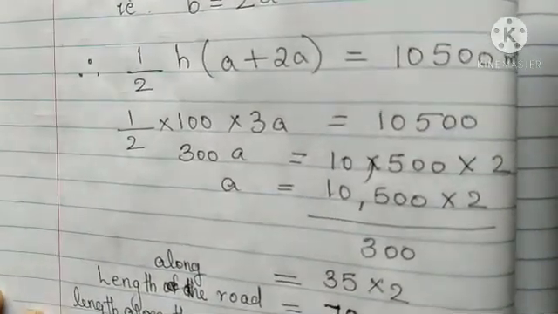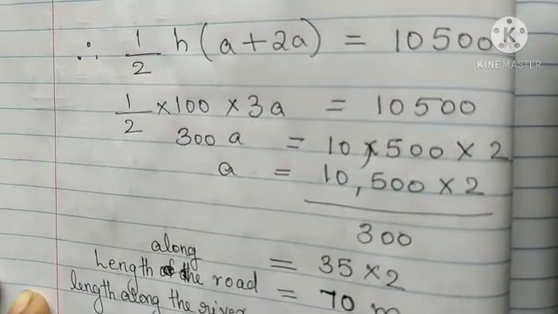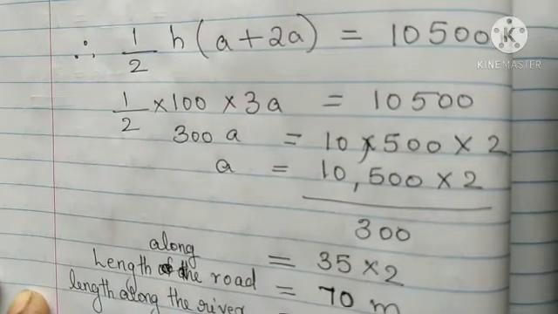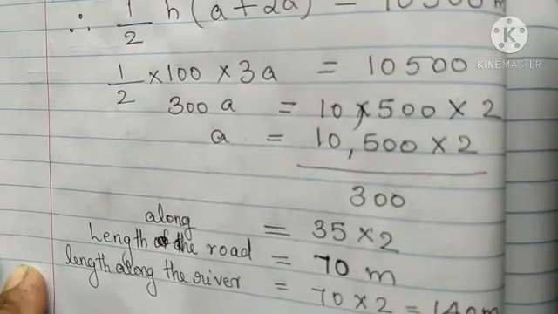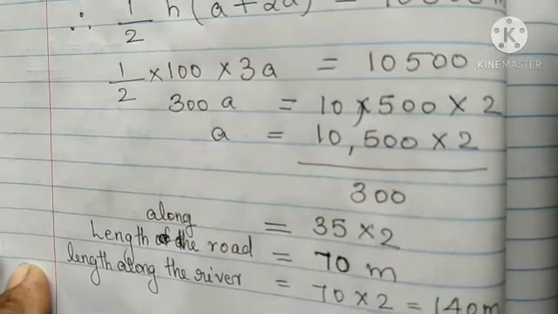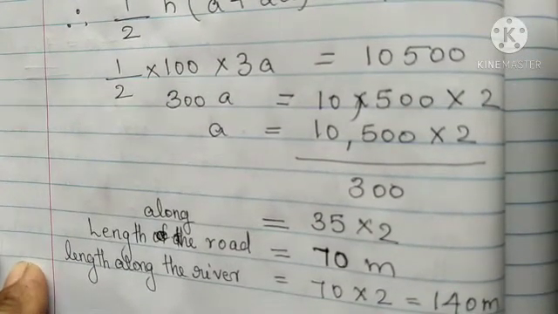But 70 is the A, the length along the road. We should find out the length along the river. That means A into 2, 70 into 2, 140 meter. This is the length of the field along the river.